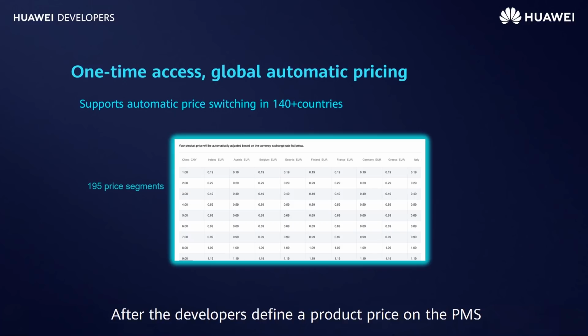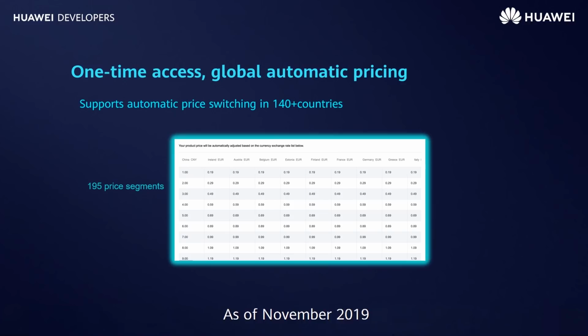After the developers define the product price on the PMS, the price will be recalculated as per the exchange rate in different regions. Hence, developers will no longer have to maintain multiple original versions for the same app. In a word, PMS can realize global automatic pricing after it's accessed. As of November 2019, PMS had supported 195 price levels and local currency pricing in about 140 countries.